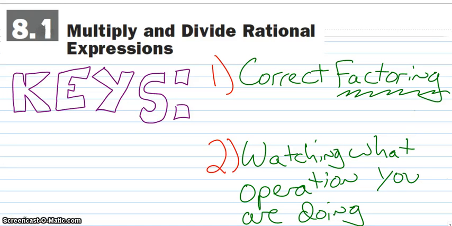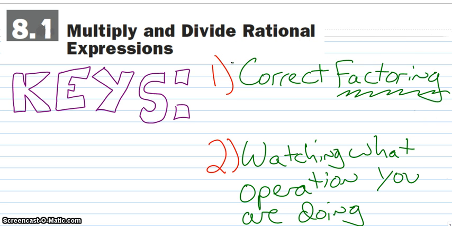Hello everyone, and welcome to Chapter 8, which is going to be all about rational expressions and rational functions. And the first section is dealing exclusively with multiplying and dividing rational expressions. Pretty much what this whole chapter is going to be about is a good amount of factoring and a good amount of fractions. So, the key for any sort of operations with rational expressions is correct factoring. I can't stress that enough.